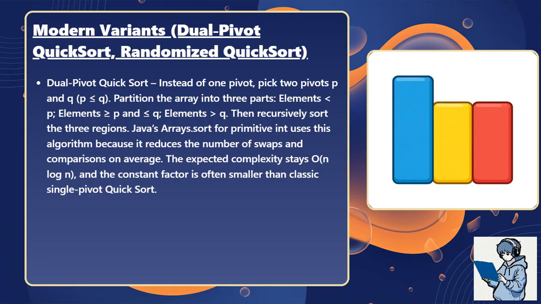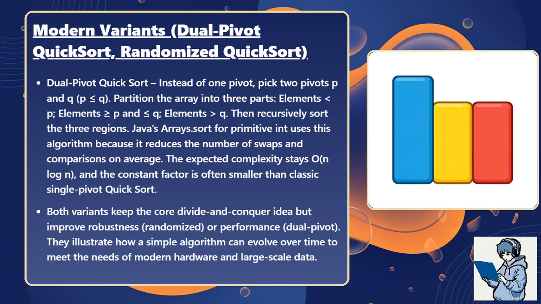The expected complexity stays O(n log n), and the constant factor is often smaller than classic single pivot quicksort. Both variants keep the core divide and conquer idea, but improve robustness, randomized, or performance, dual pivot. They illustrate how a simple algorithm can evolve over time to meet the needs of modern hardware and large-scale data.